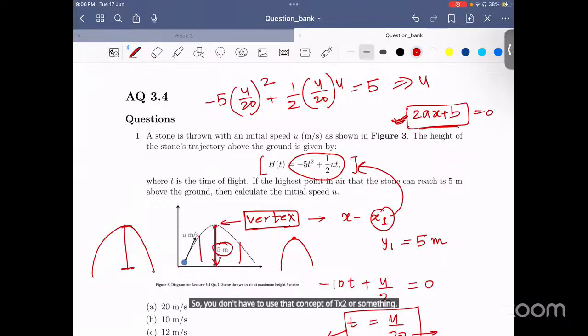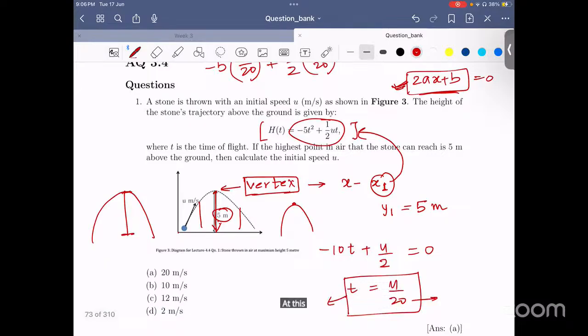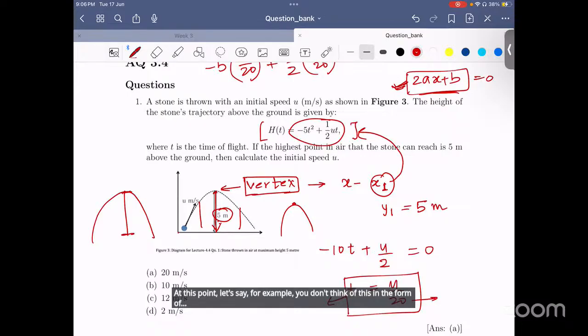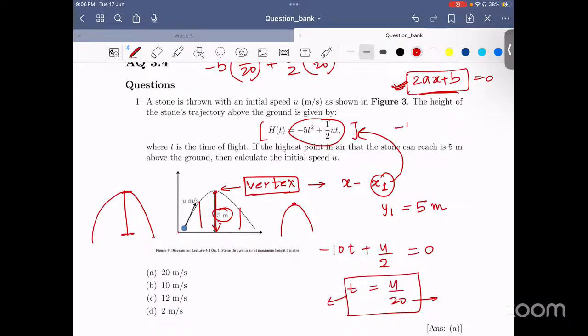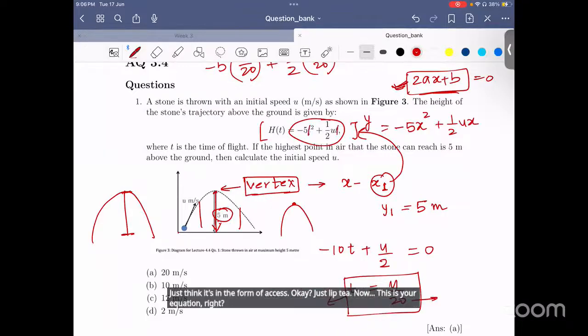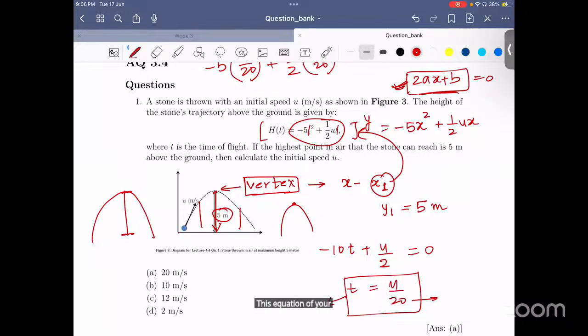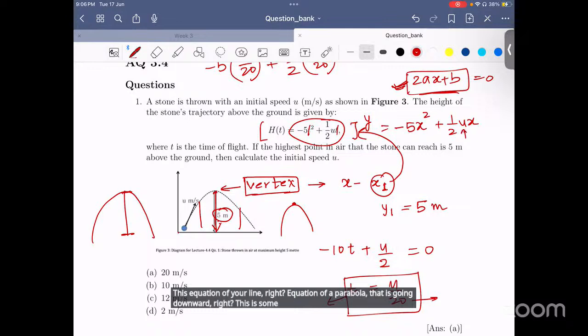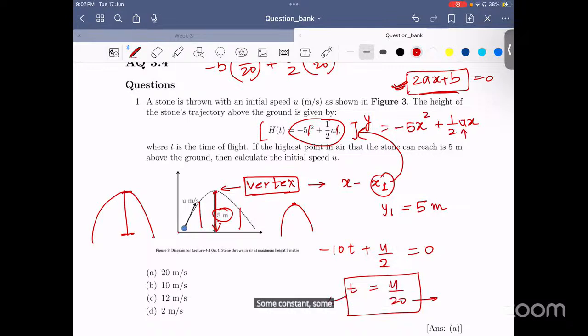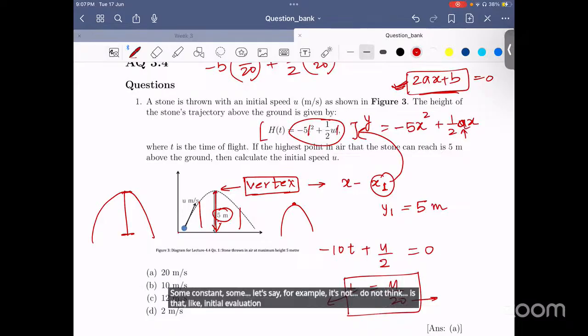What I'm trying to say is, at this point, let's for example, you don't think of it in the form of t. Just think in the form of x. Just leave t. Now this is the equation, right? This is the equation of a parabola that is going downward. This is some constant, u. Let's for example, do not think of it as an initial value or something. Just think in the form of some constant a. This is some constant a, correct?